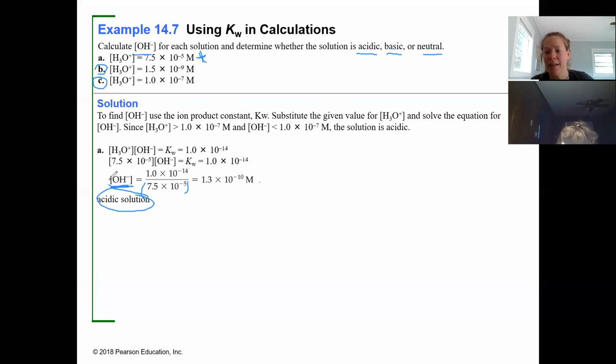So the setup is really identical to this A part. You're just going to change out that denominator. So instead of 7.5, you'll put that 1.5 times 10 to the negative 9th. So I'll give you 2 minutes for that.